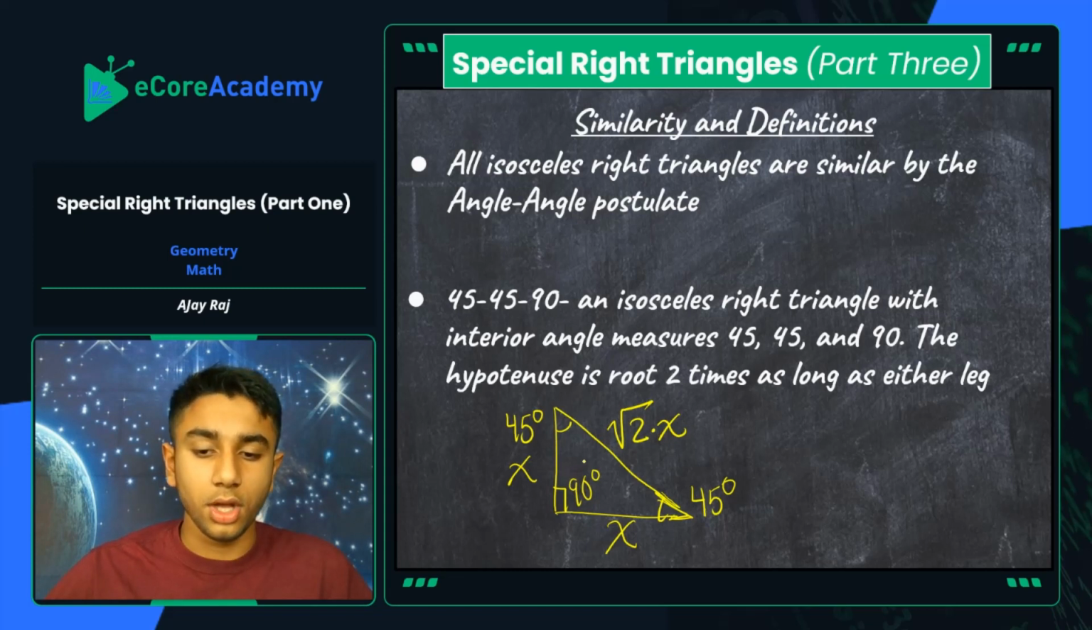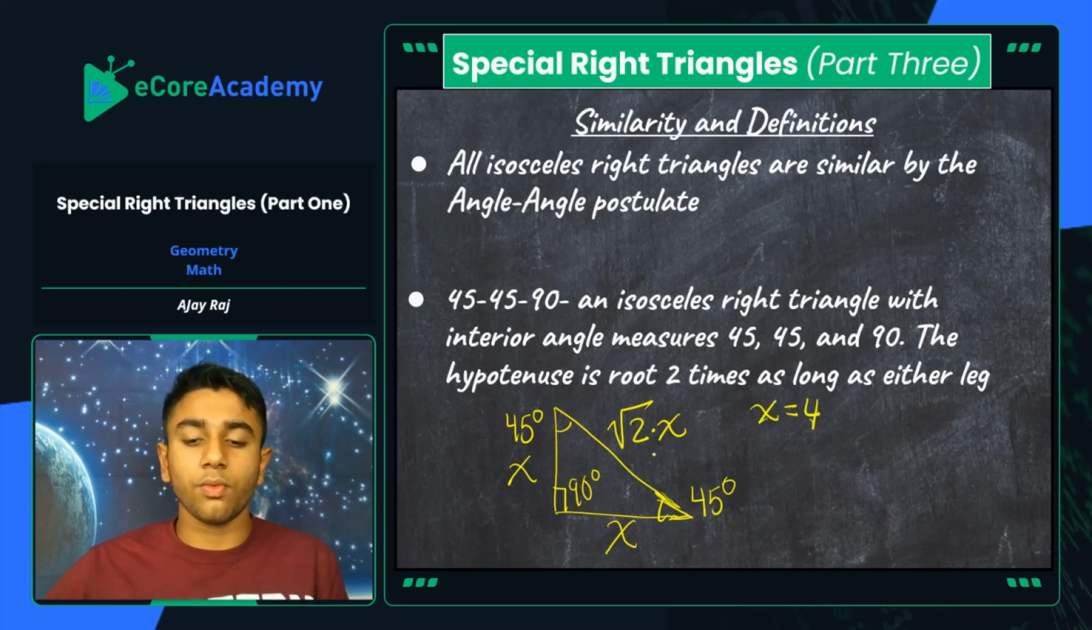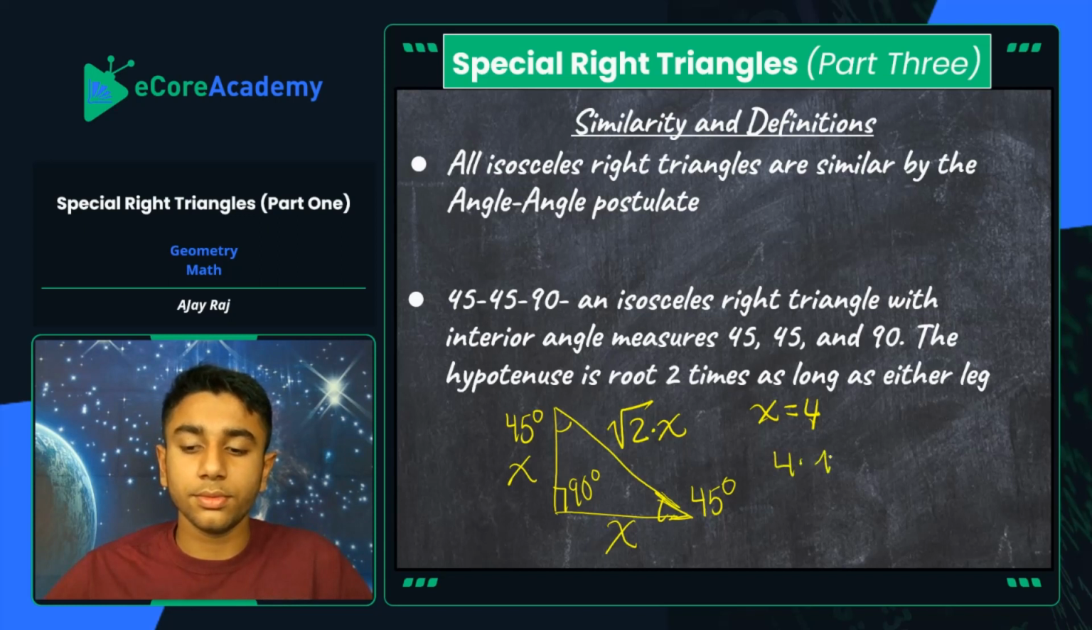So say, for example, you were given that x equals 4, and you want to discover what the radical form of your hypotenuse is. All your hypotenuse is going to equal is 4 times root 2. That's all it is, and then you can multiply that out. So it's 4 multiplied by root 2.